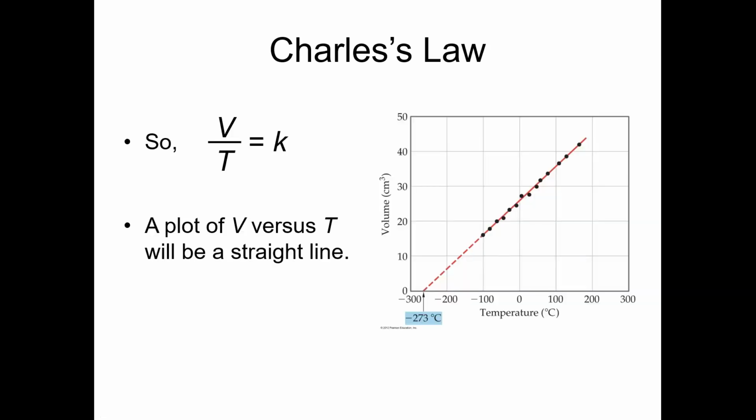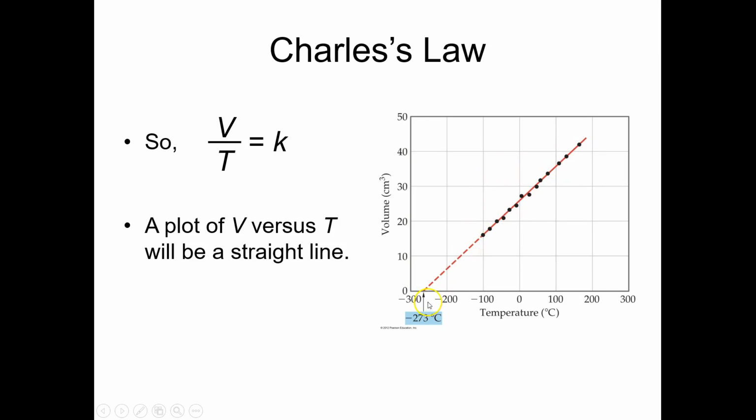And so if I plot, that's a direct proportion. So anytime the product of two variables is a constant, that's an inverse proportion. Anytime the quotient of two variables is a constant, that's a direct proportion. So if you plot volume versus temperature, with experimental data, you will get a straight line.